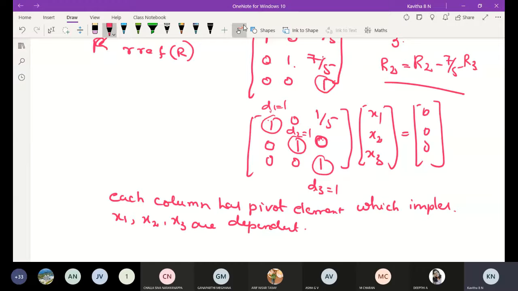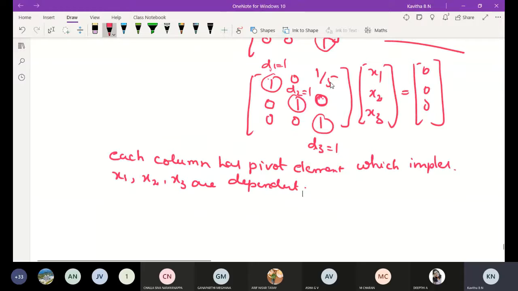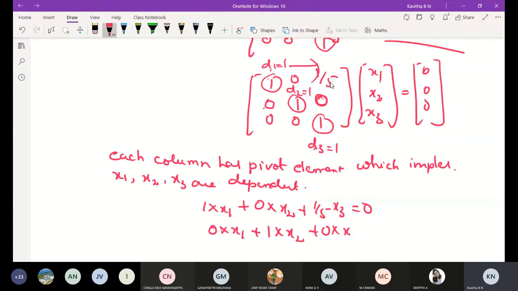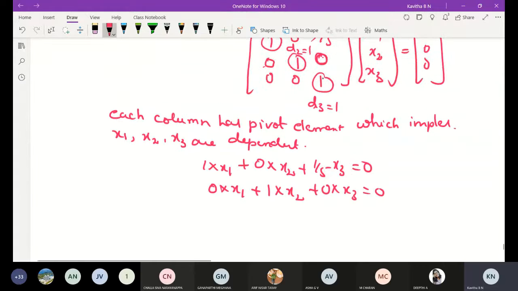Then next, multiply. What will we get here? First row, first column, 1 into x1 plus 0 into x2 plus 1 by 5 into x3 is equal to 0. The next is 0 x1 plus 1 into x2 plus 0 into x3 is 0. Similarly, last row, 0 into x1 plus 0 into x2 plus 1 into x3 is equal to 0.